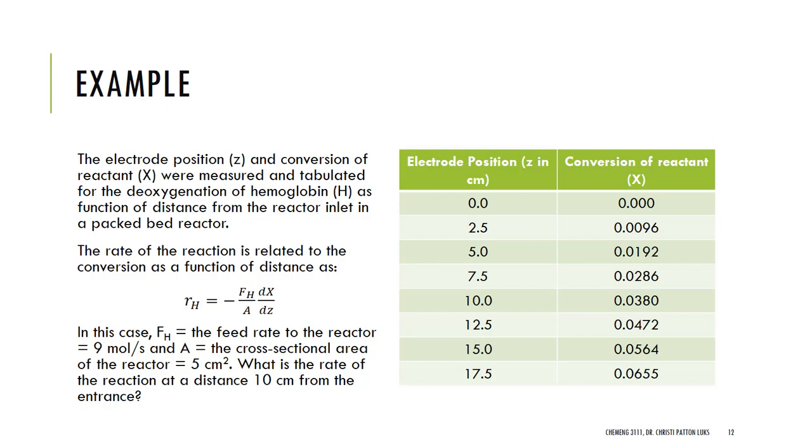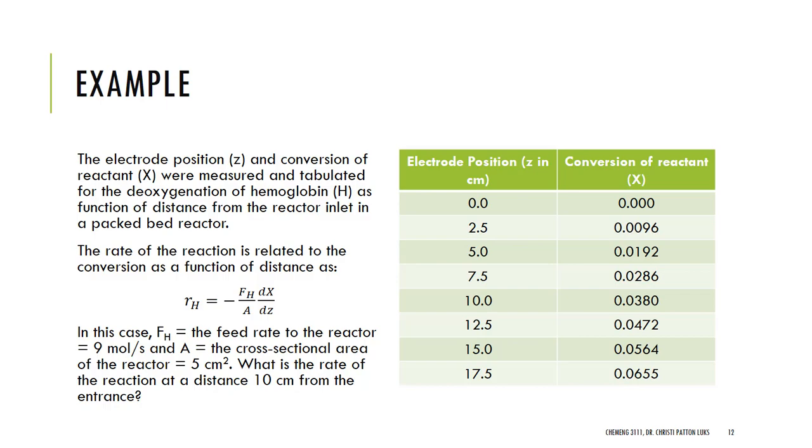We have an electrode position Z and a conversion of the reactant, so how much of the reactant actually made product, and that's going to be capital X. And these were measured and tabulated for deoxygenation of hemoglobin as a function of distance from the reactor inlet in a packed bed reactor. Now at this stage, you probably don't know what all those terms mean. But mathematically, we can still work with this. And so that's really going to be our focus.